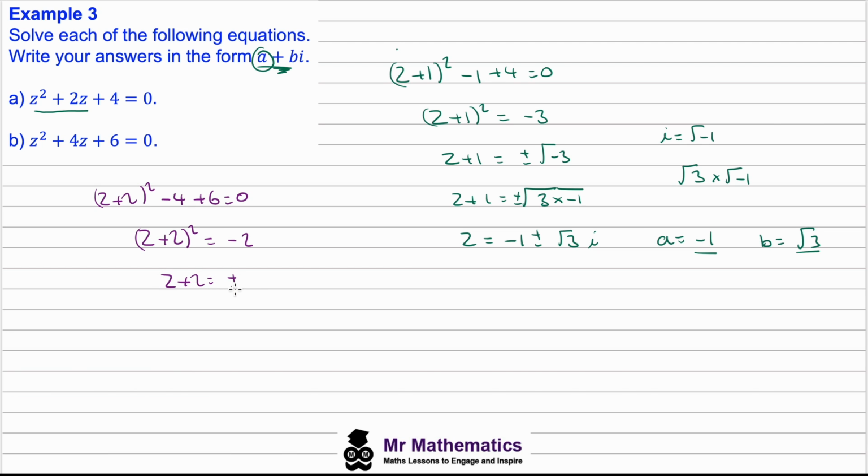so this will equal plus or minus the square root of negative 2. And then this root negative 2 is the same as the square root of 2 multiplied by negative 1, which is root 2 times i. So now we've got z is equal to negative 2 plus or minus root 2 i. Okay? So a is equal to negative 2 and b is equal to root 2.